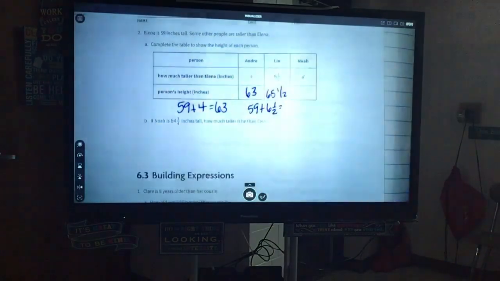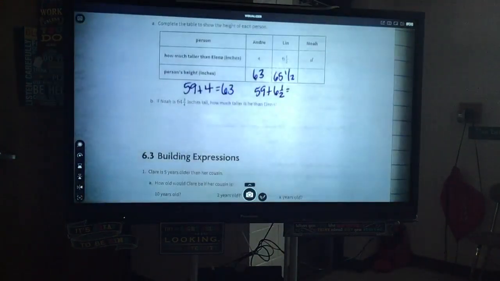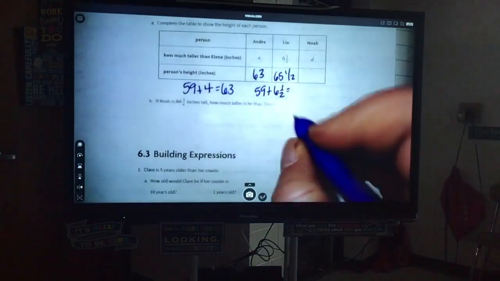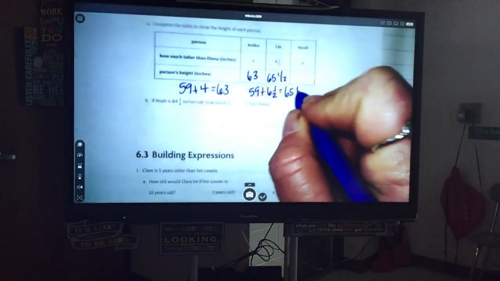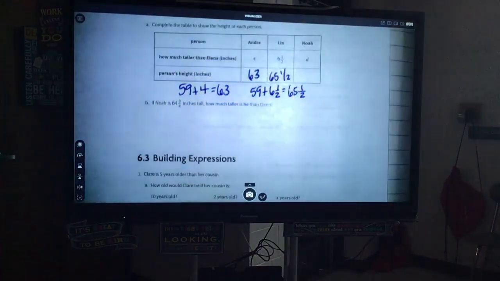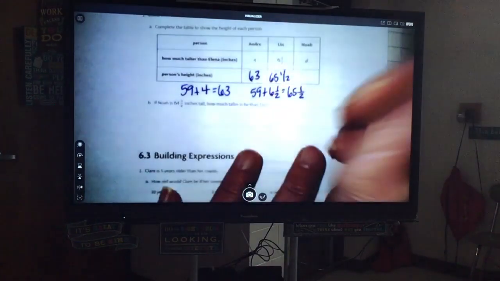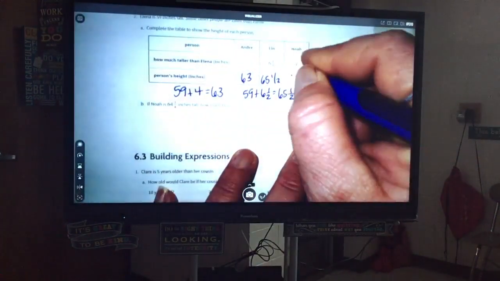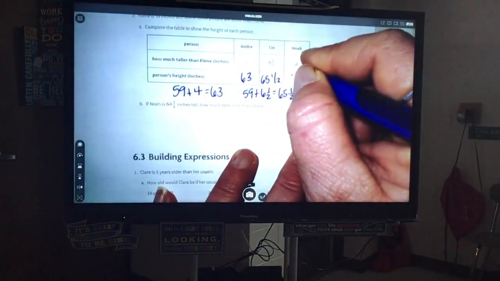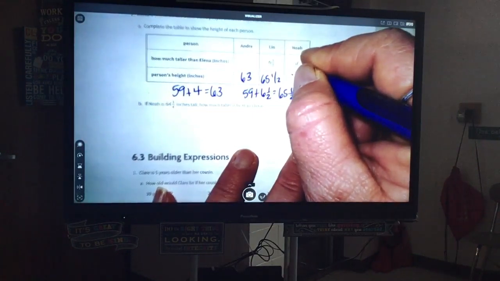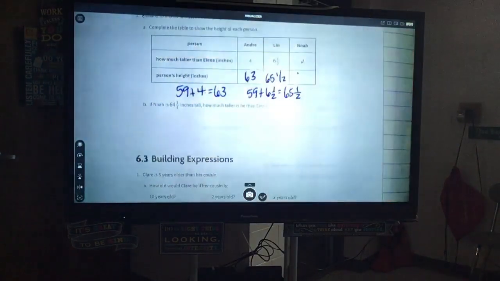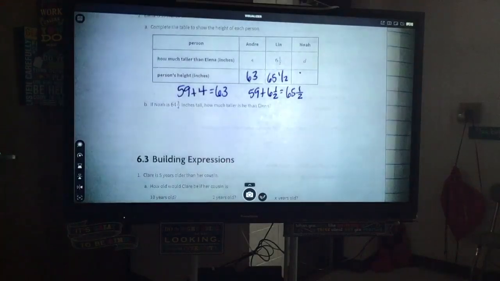All right, so what did we do, expression-wise, to get both of these answers? Emma? We added whatever number was in the how many taller inches to 59. Okay, so give me the expression. What would the expression look like? 59 plus D. Yes.